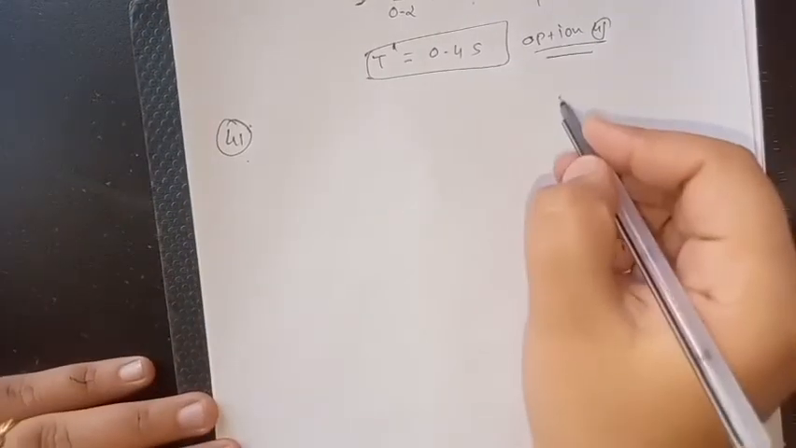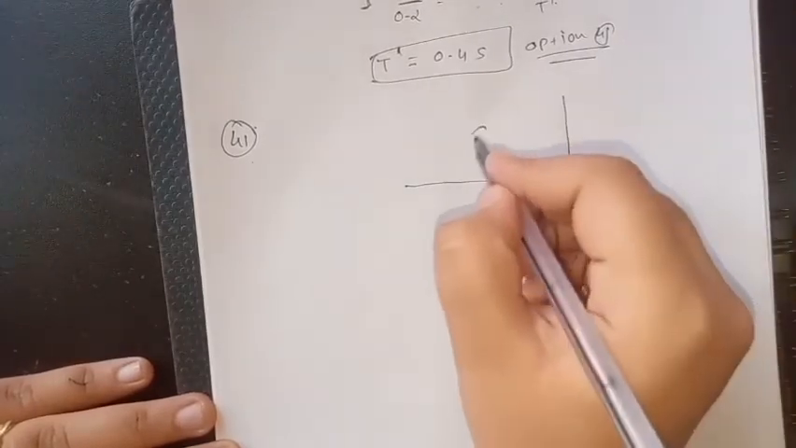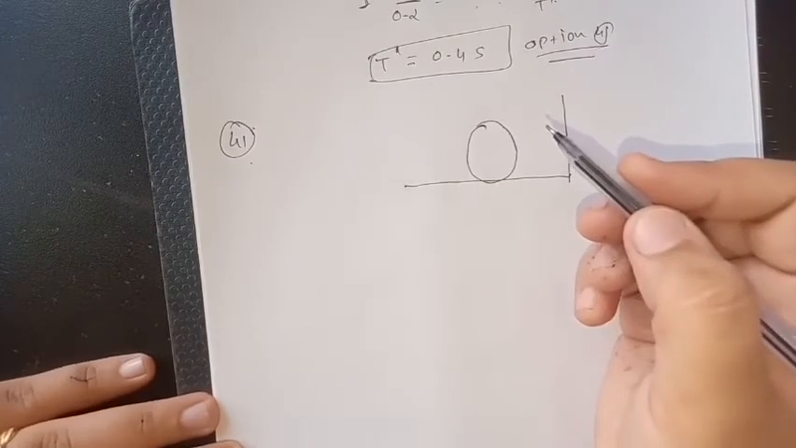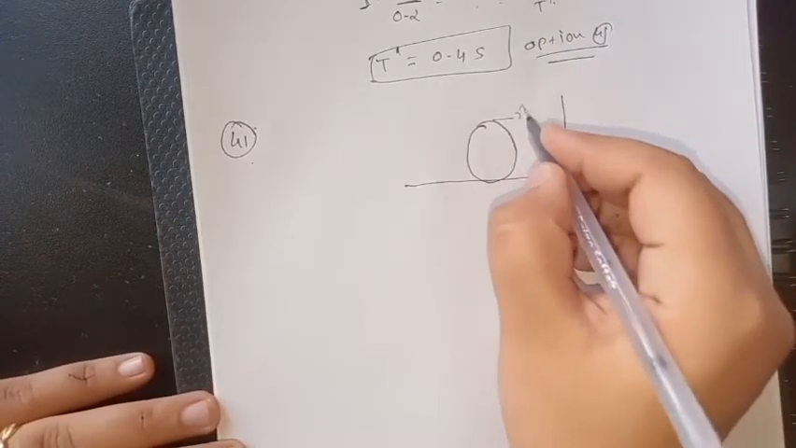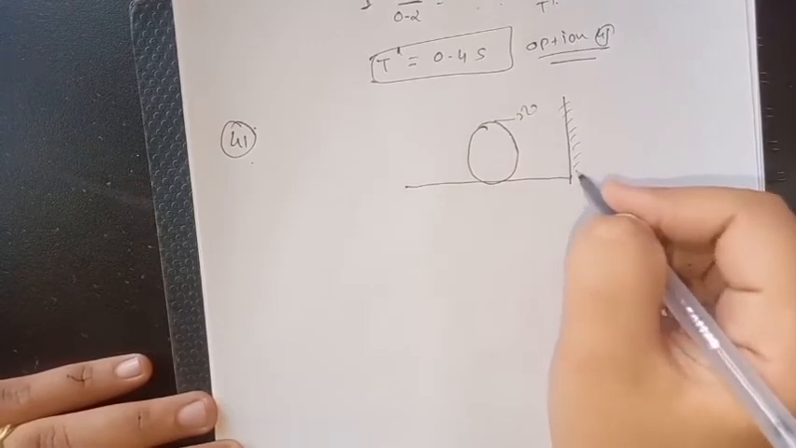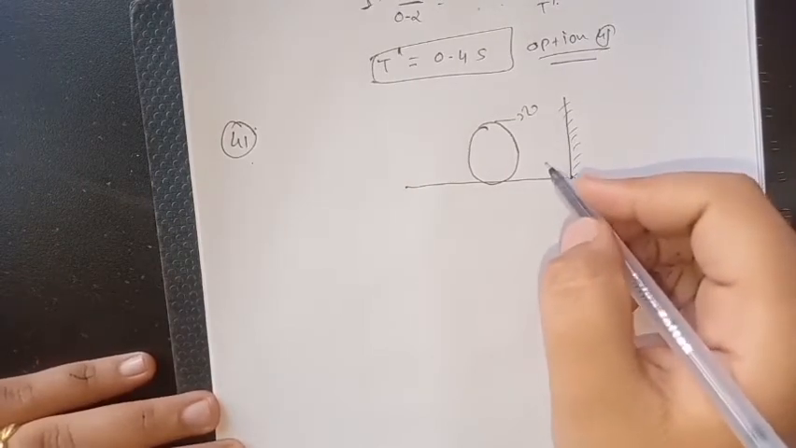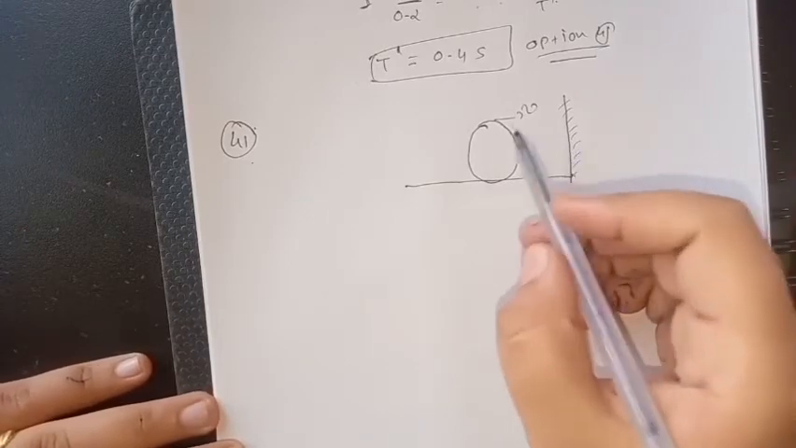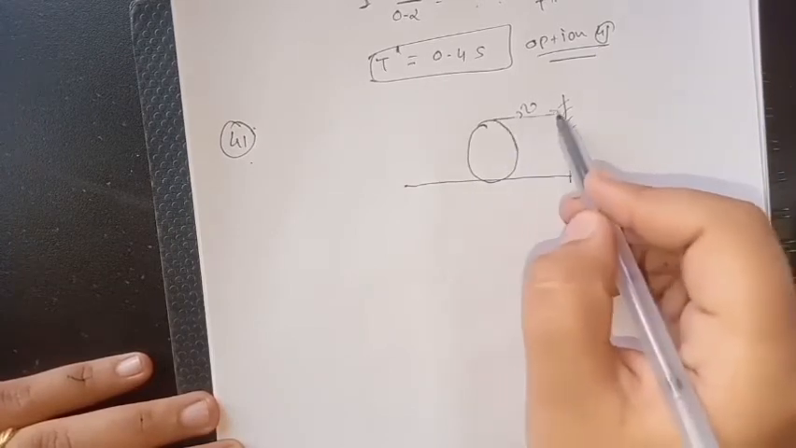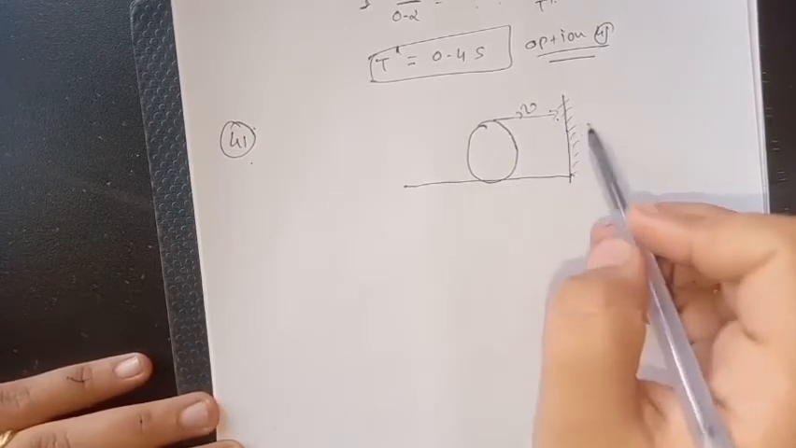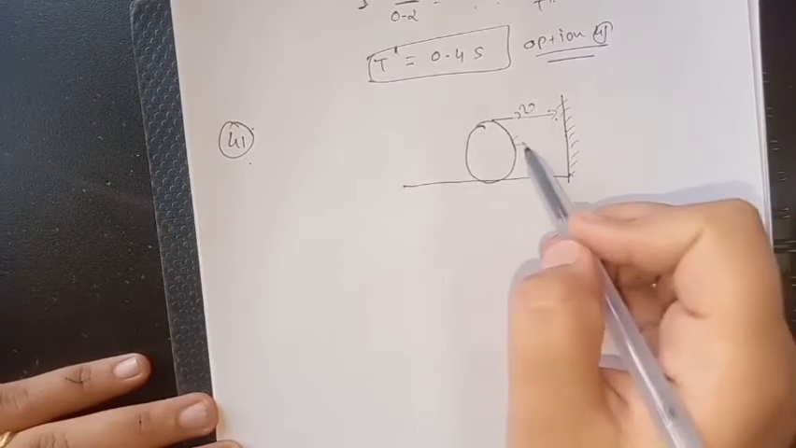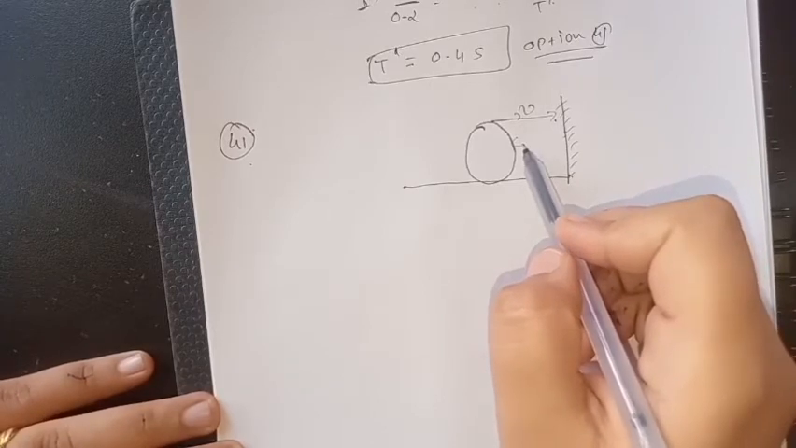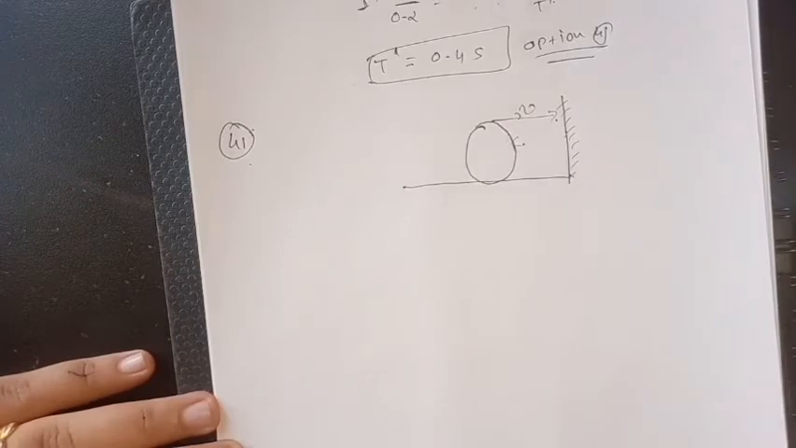In question number 41, it is given that a sphere is rolling on a rough horizontal surface with a linear speed v. It collides elastically with a fixed smooth vertical wall. What is the speed of the sphere after it has started pure rolling in the backward direction? It was rolling initially in this direction, and now after collision it will start rolling in the opposite direction. Here the collision is elastic, so linear momentum and angular momentum are conserved.